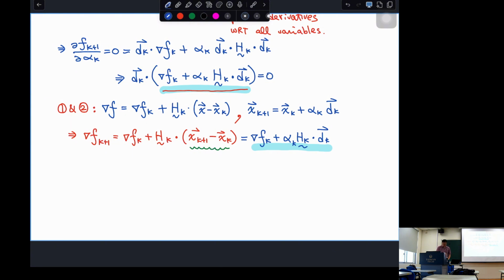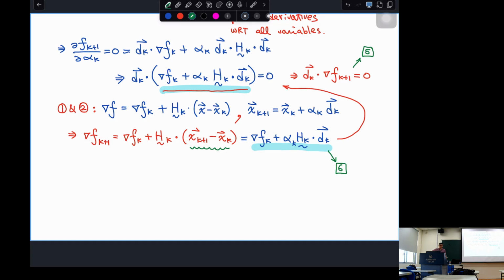So we just proved, if you put this back here, you just end up with dk dot gradient f k plus 1 equals to 0. That's a new equation. So we are going to call this one equation 5 and call this one equation 6. Okay. They are quite important for later derivation.